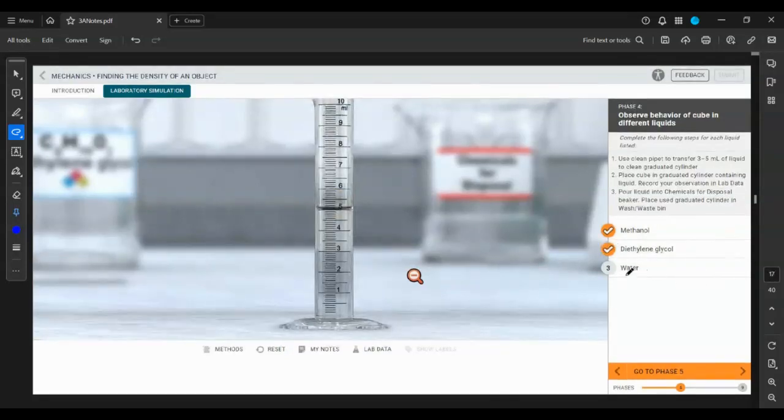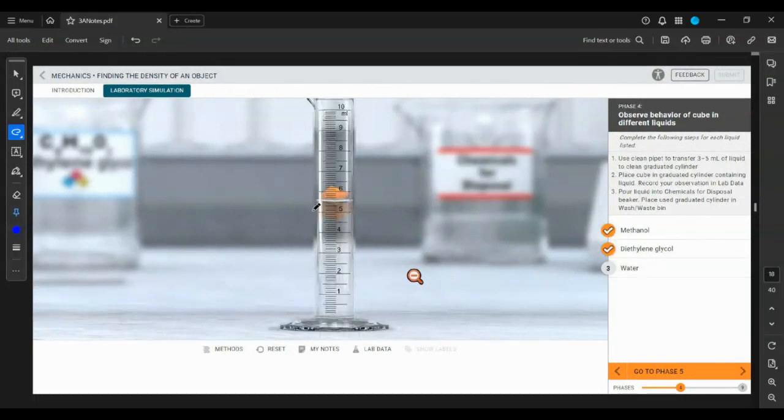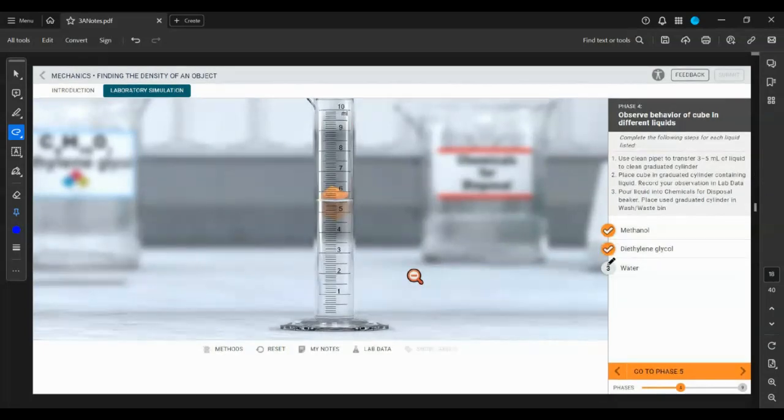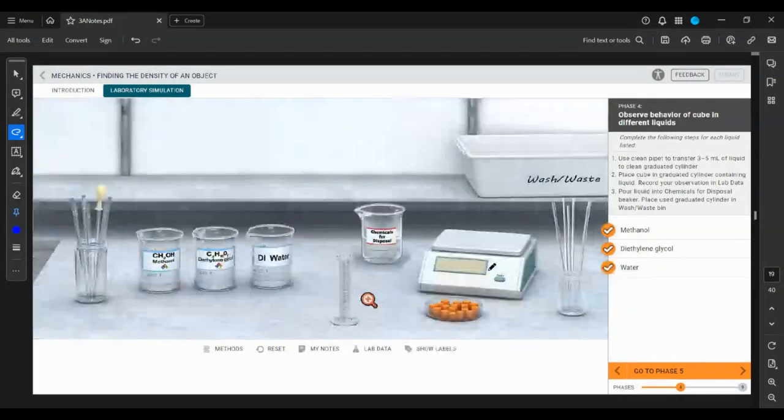And then once more, we're looking at water. So we fill up 5 milliliters of water. We are going to put the block in there, and this one floats again. Okay, so where this is going to be important is we need to find fluids that have different behaviors. Where the block sinks, as in the methanol, that means the block is more dense than the methanol. And where it floats, on the diethylene glycol and the water, means that it's less dense than diethylene glycol and the water. So we can use a combination of where the block sinks and where the block floats and eventually figure out what the density of the block is from there.